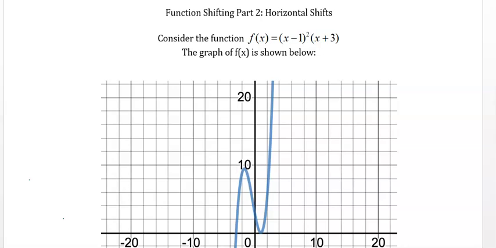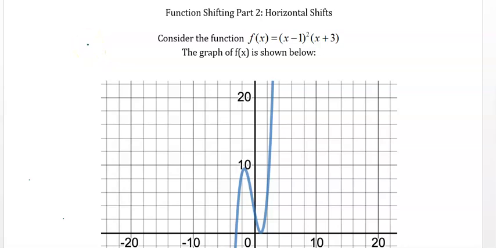Hello and welcome to today's lesson, where we are in the second of 5 parts of a unit on moving functions around, function shifting. In Part 1, we dealt with vertical shifts, where you could make new functions from old functions by adding or subtracting a number. So you would have g of x equals f of x plus 10, for instance, or minus 10. That moved the function up and down. Today, we're going to talk about moving the function left and right, and what you have to do to a function to have that happen.